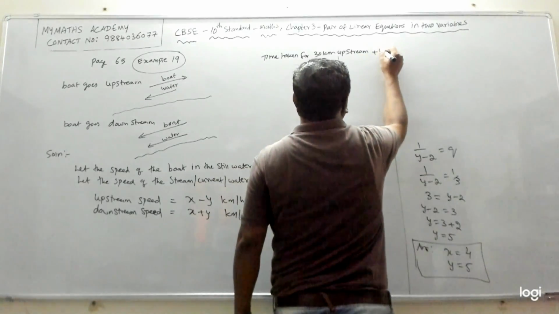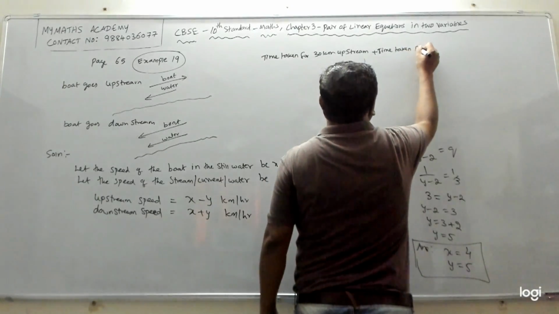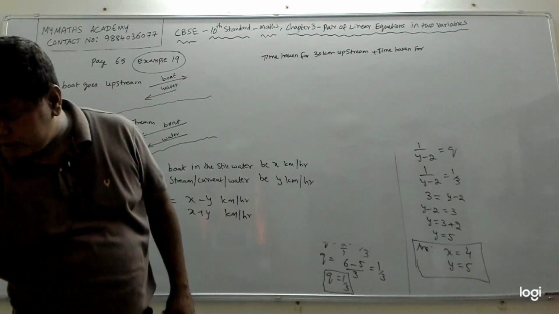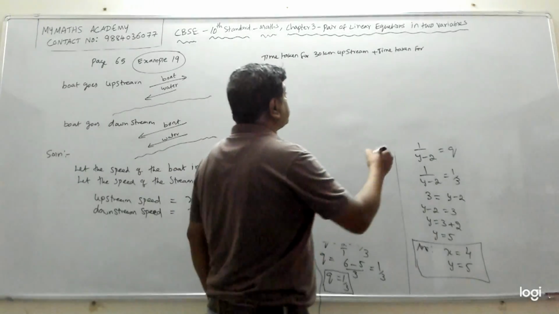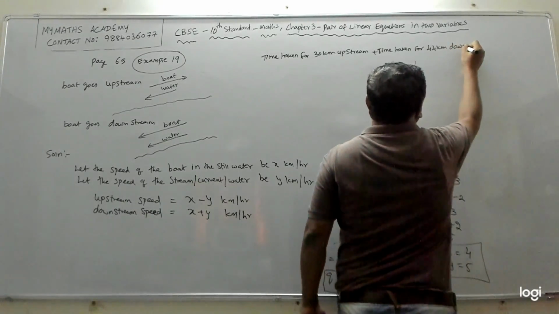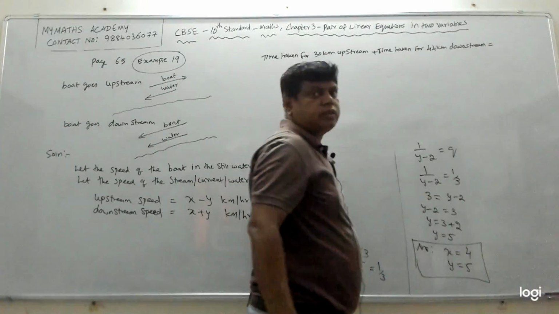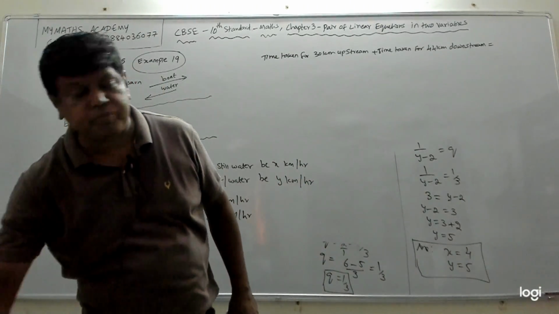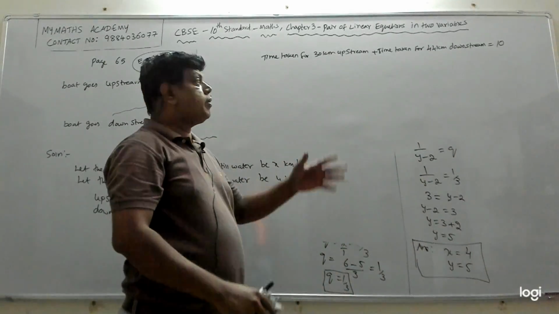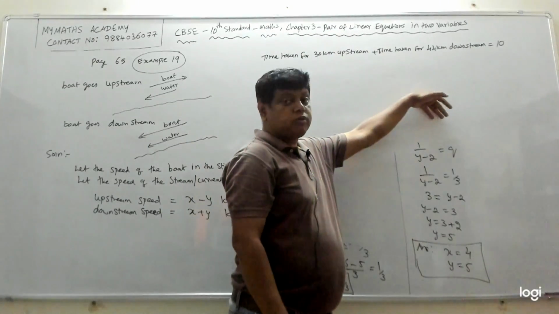Plus time taken for 44 km downstream. That is equal to how much? It goes in how many hours? 10 hours. So the time taken for 30 km upstream and 44 km downstream is 10 hours.